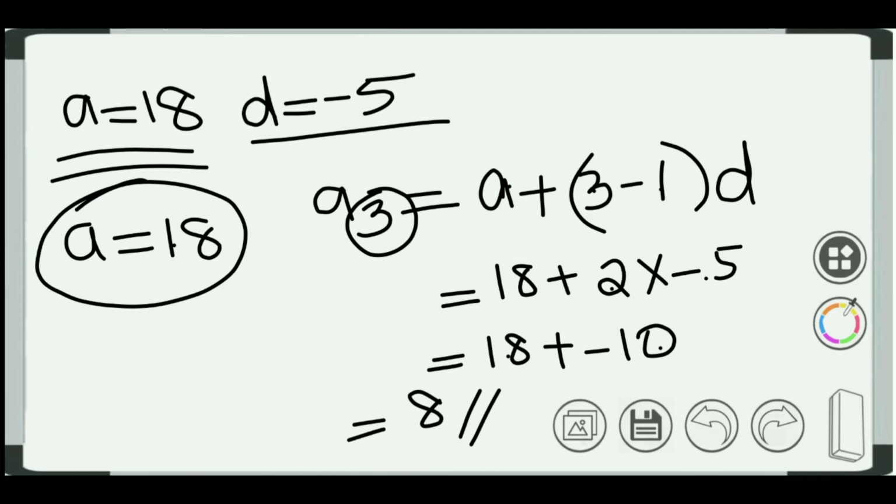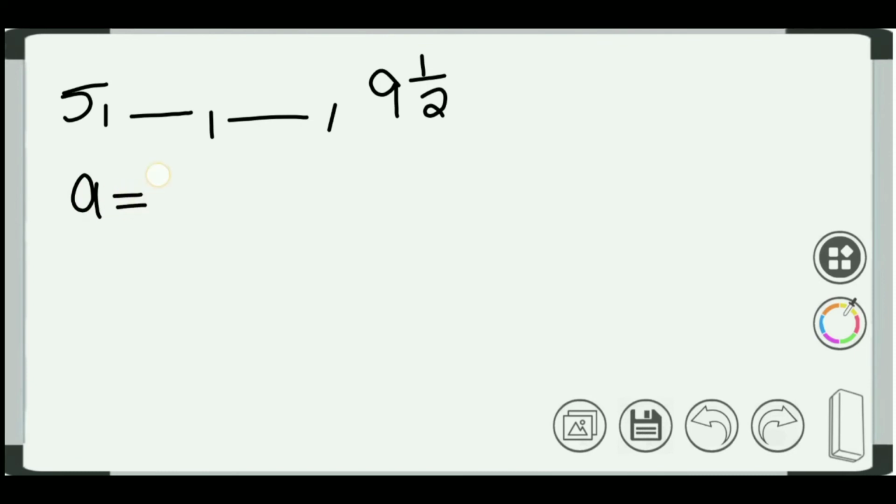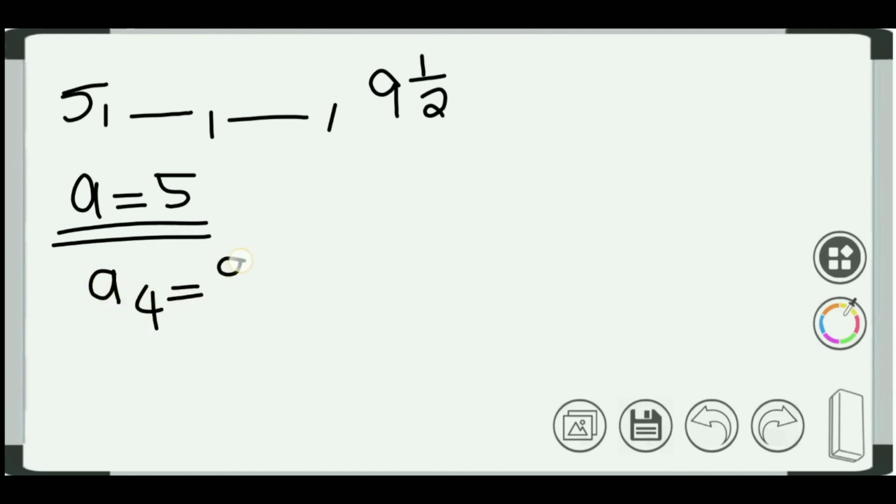Now come to the third sub question. Here you have first term given 5. Second term is not there. Third is also not there. Fourth term is given as 9 1 by 2. So you have first term and the last term. So you can write A is equal to 5, first term. Then fourth term is there. That means A4 is given as 9 1 by 2.